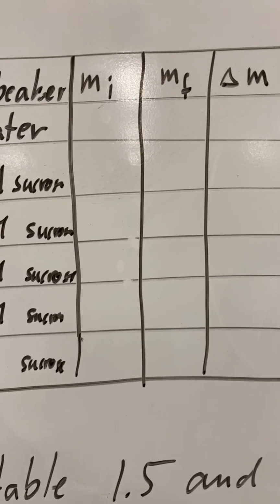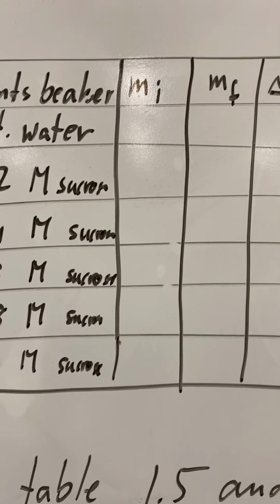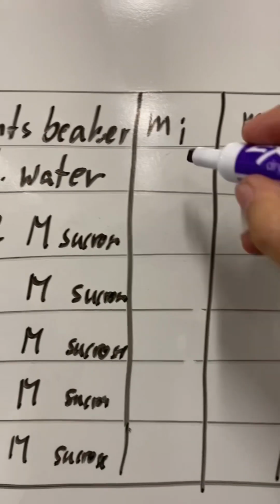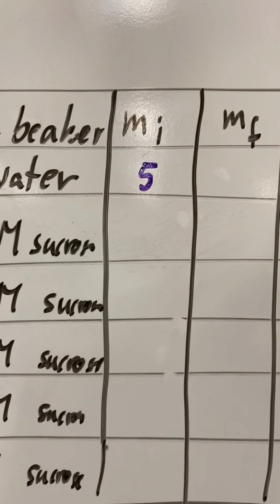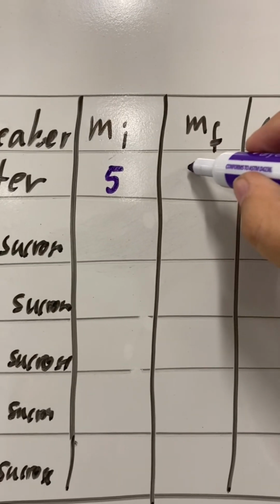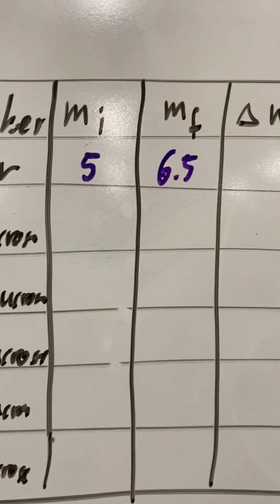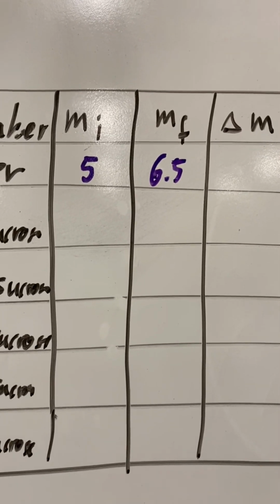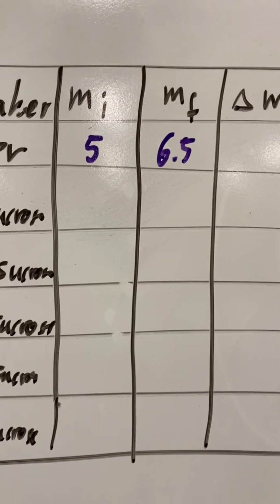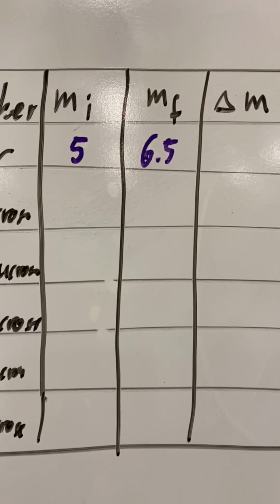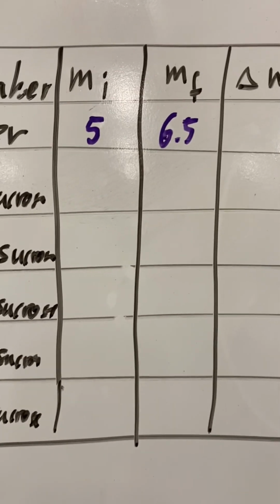So for example, if the potato that was in the distilled water had an initial mass of, let's say, 5 grams, and then a final mass of 6.5 grams, this is how you write it in there. You can pause the video now, and I give you time to write that all into the table.